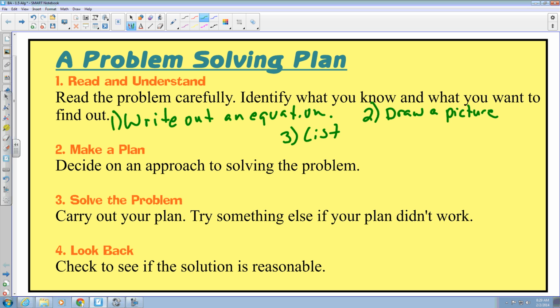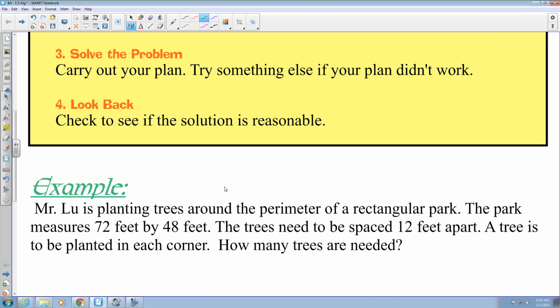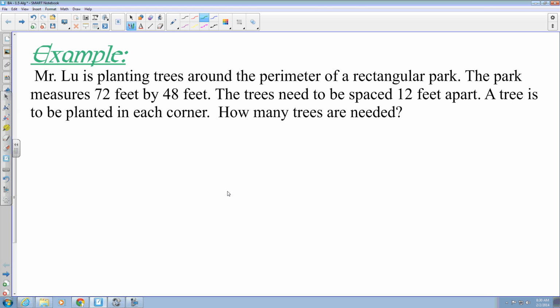If you have a question that deals with pricing on milk and your result ends up being like $300, that's not a reasonable solution. So you may have to go back and try another strategy or do a different equation. Okay? So we're going to take a look at some word problems, and we're going to try to use these steps in order to solve them accordingly.